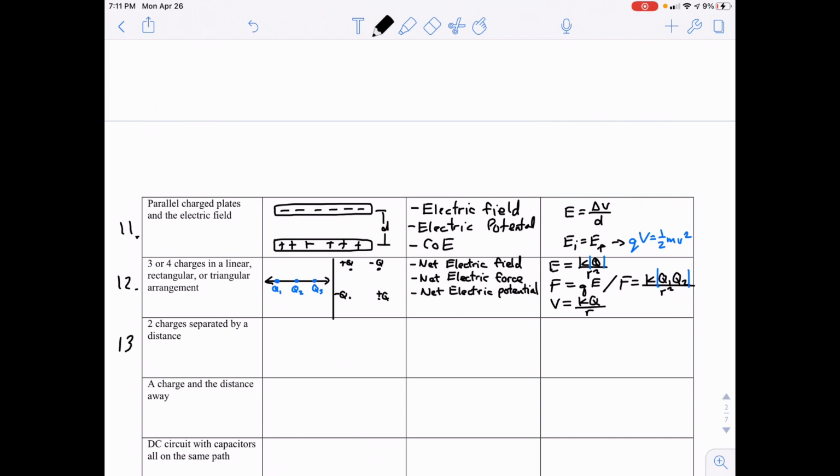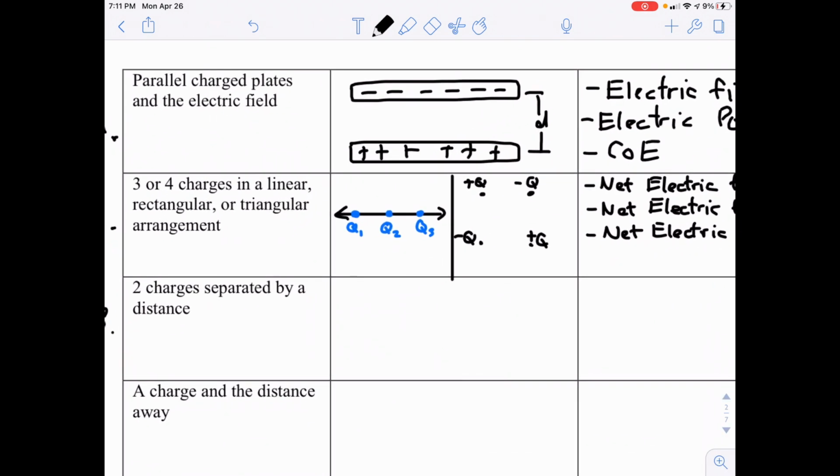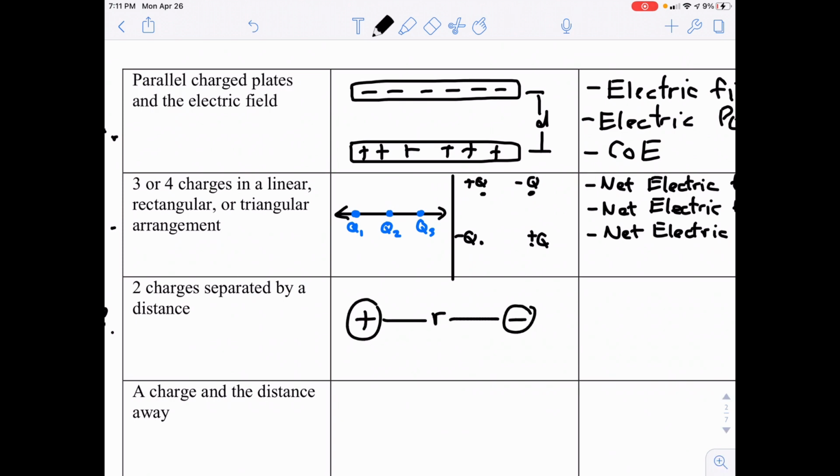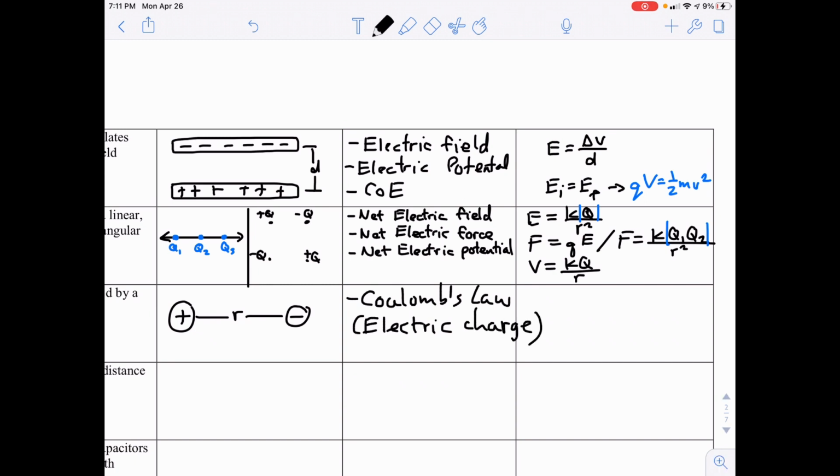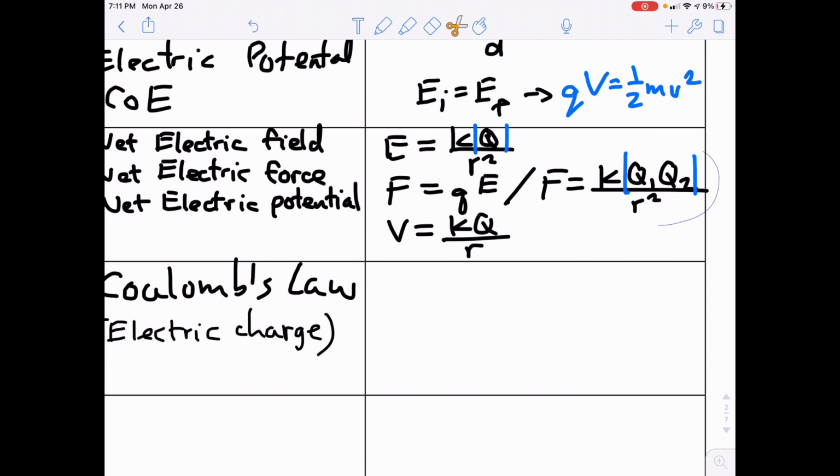Now, more specifically, what if we have two charges separated by a distance? Let's say we have a positive charge separated from a negative charge some distance r away. Well, this would be Coulomb's law, specifically. Coulomb's law helps find the magnitude of the electric force between two charges separated by a distance. And we use our Coulomb's law equation.